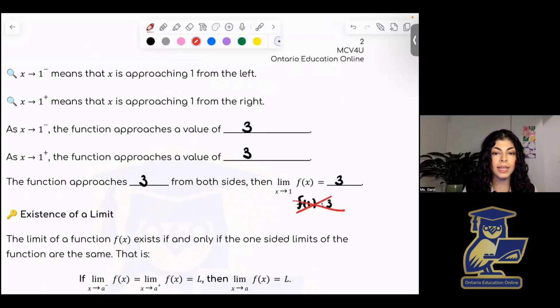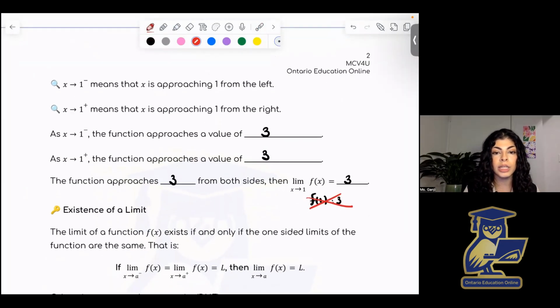But we can say that the behavior of the function as x is approaching 1 is resembling that of 3. So if it was defined at that point, maybe it would be 3, but it is not defined. So we can only talk about the limit here.